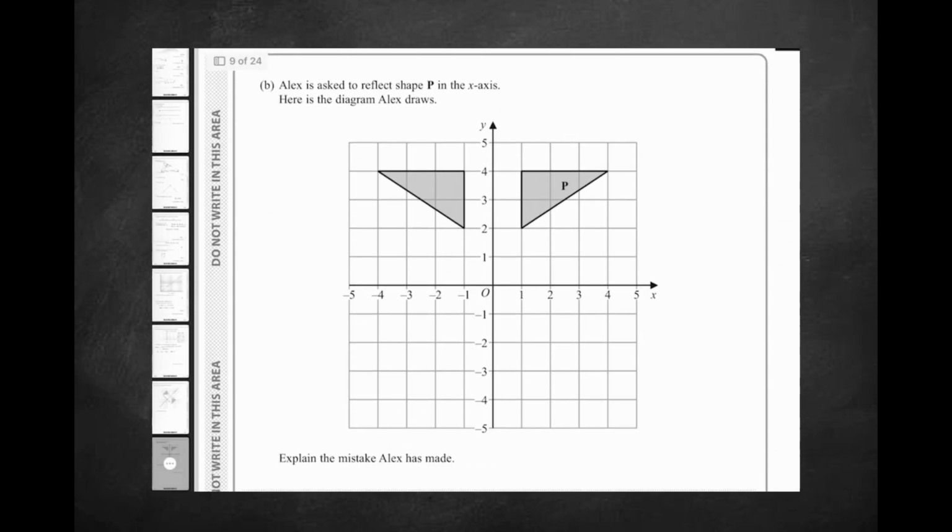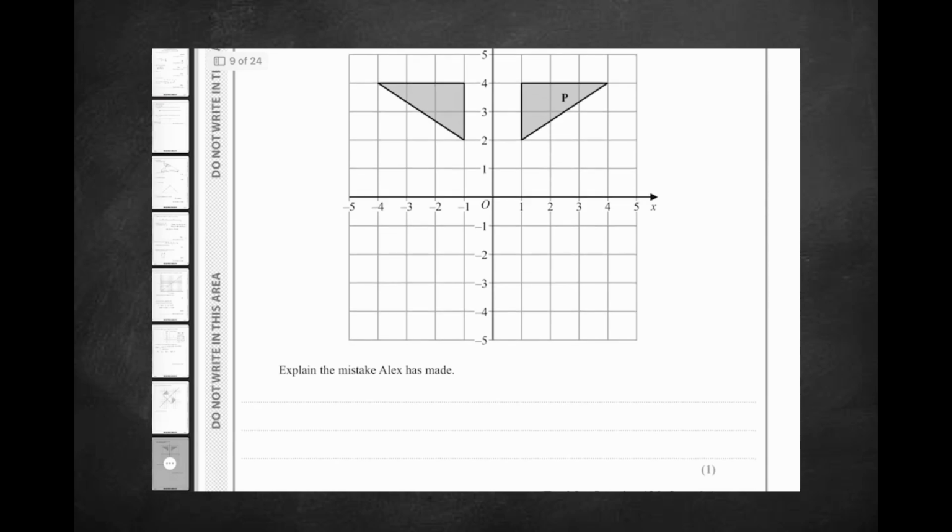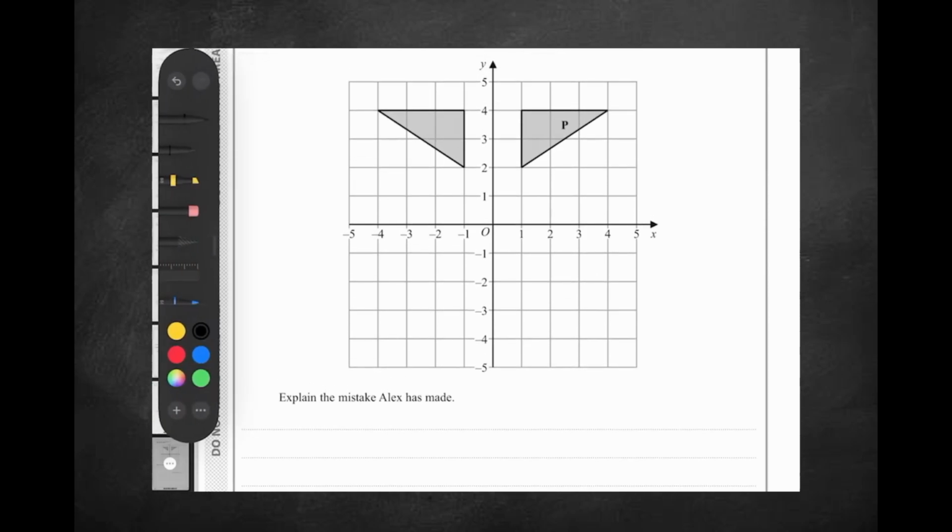Part B. Alex is asked to reflect shape P in the x-axis. Here is the diagram Alex draws. Explain the mistake Alex has made. That is not the x-axis that he has reflected it in. He has reflected it in the y-axis. Alex has reflected in the y-axis.